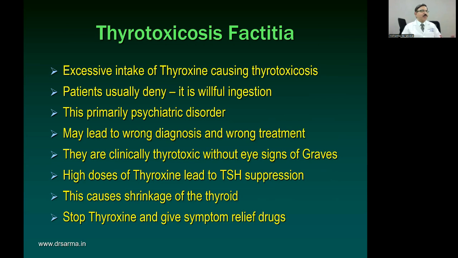A primary psychiatric disorder may lead to wrong diagnosis and wrong treatment. Looking at the hyperthyroidism, people will put them on all sorts of drugs, including radioiodine, and subject them to scans and all that. So clinically it is thyrotoxicosis, but eye signs are absent. How will eye signs come? This is not Graves. High dose of thyroxine leads to thyroid suppression. You see, TSH is very low because of the exogenous thyroid hormone they have taken. This causes shrinkage of the thyroid gland. Stop thyroxine and give symptom relief drugs like beta blockers. They will improve in no time. This may be a short note for you on thyrotoxicosis factitia.